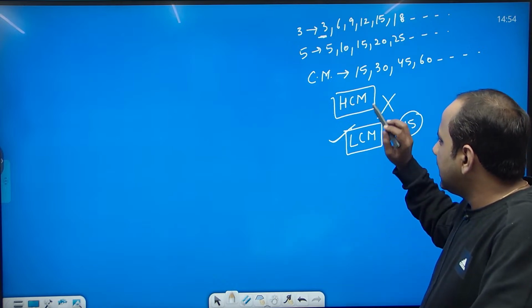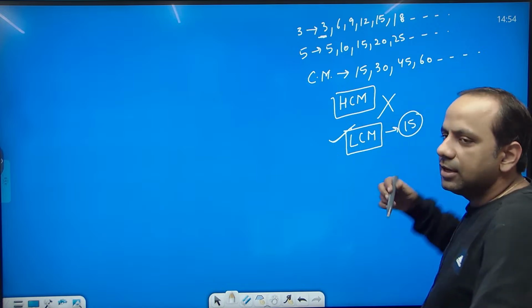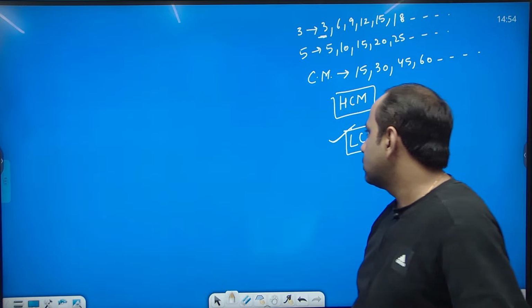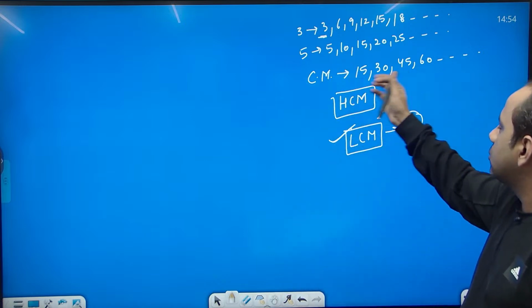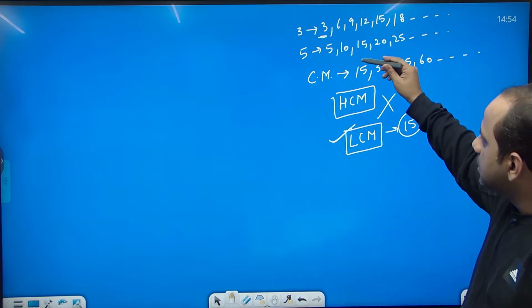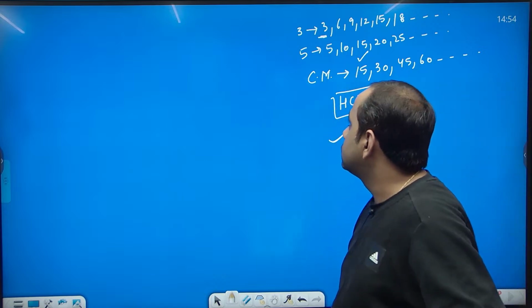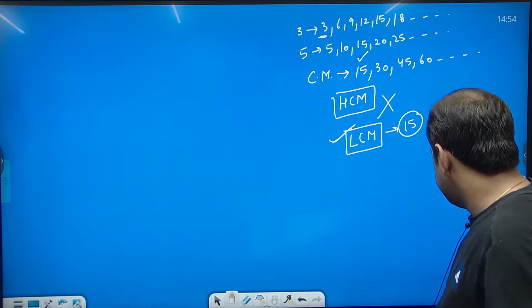But otherwise HCM, we cannot calculate at all, right? It goes up to infinity, so we cannot calculate HCM. So LCM means the lowest common multiple. Out of all these common multiples, the lowest common multiple is 15. So we can say LCM of these 2 numbers is 15.